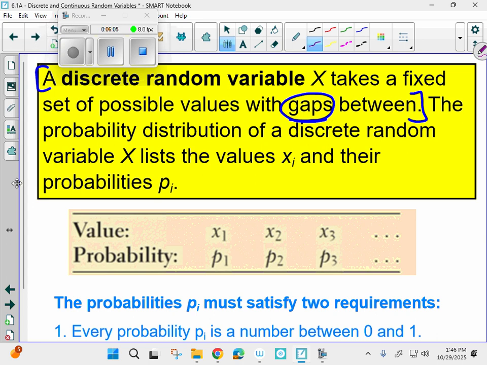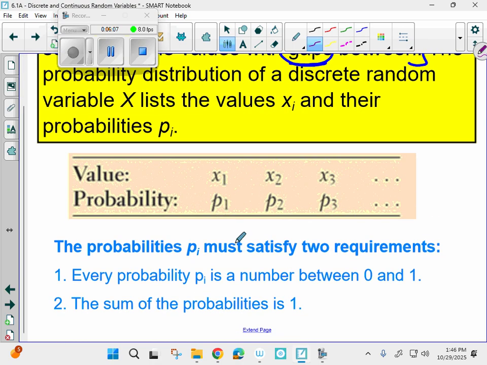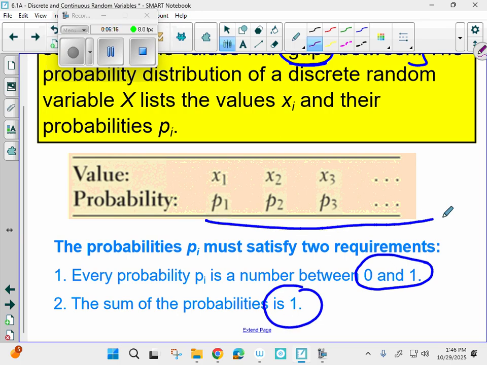So probability distribution, we just talked about what that is. You get the outcomes, you get the probabilities. Just a reminder, all your probabilities have to be between 0 and 1, and for it to be legitimate, the sum of the probabilities right here has to equal 1, just like we did in the last chapter.